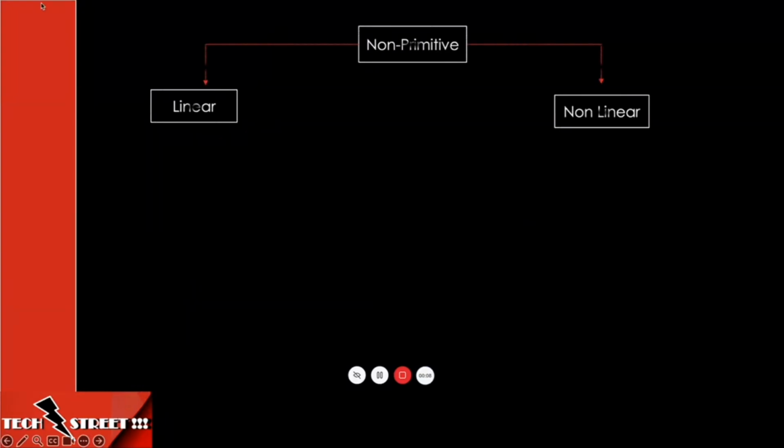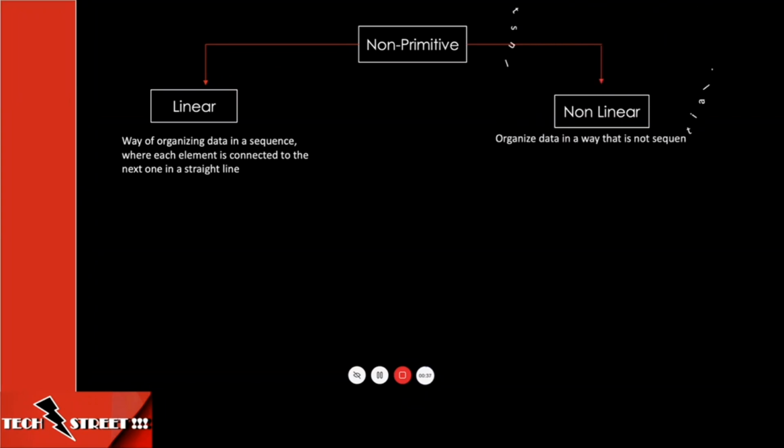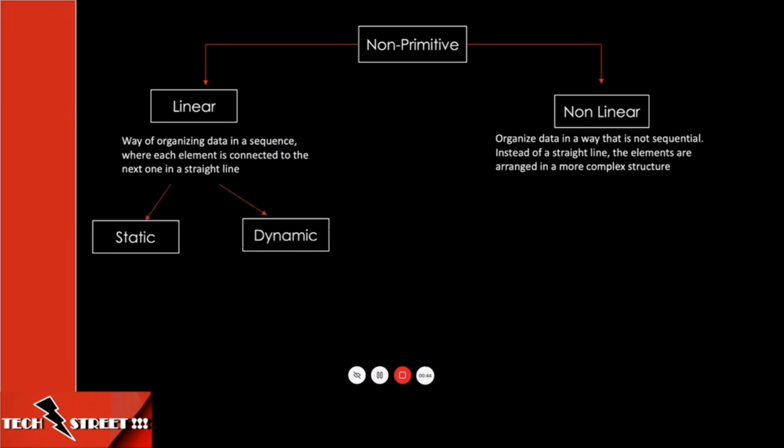Now let's understand non-primitive data structures. This non-primitive data structure is categorized into two types. The first one is linear data structure and the other one is non-linear data structure. A linear data structure is a way of organizing the data in a sequence where each element is connected to the next one in a straight line. Think of a line of people waiting for a bus, where each person stands one after the other. Whereas non-linear data structures are organized in a way that is not sequential. Instead of a straight line, the elements are arranged in a more complex structure.